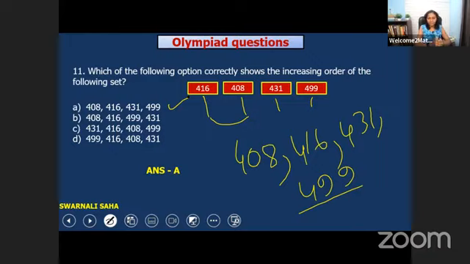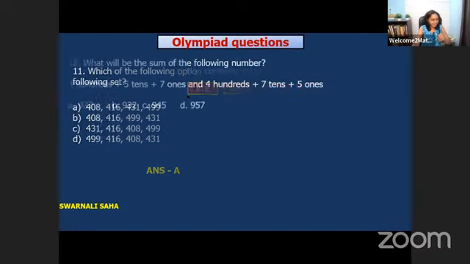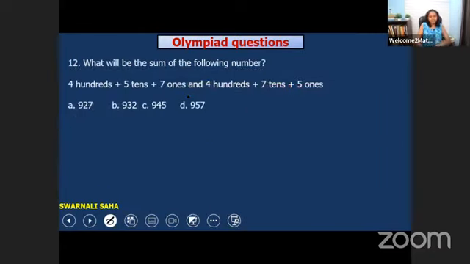So let's solve some more questions. One more question. And it is also very interesting. You see, what will be the sum of the following that we have to find out? And it's so easy to do. 400 plus 5 tens plus 7 ones, and 400 plus 7 tens plus 5 ones.